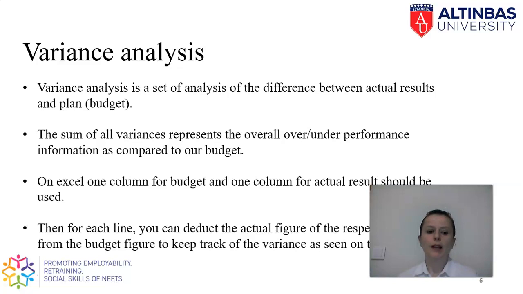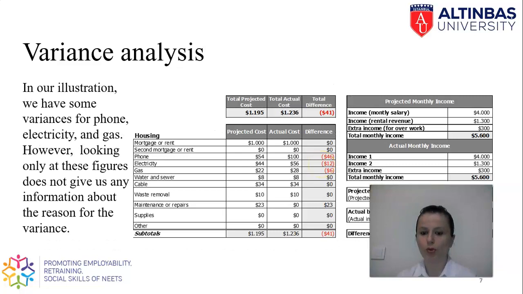Usually what we do is that in Excel, one column is for budget and another one for actual results, that I showed you earlier. Then for each line, we are going to be deducting the actual figures of the respective line from the budget figures to look for the variance. Simply, as in here, on the difference side, all I did was deduct the actual result from the projection.